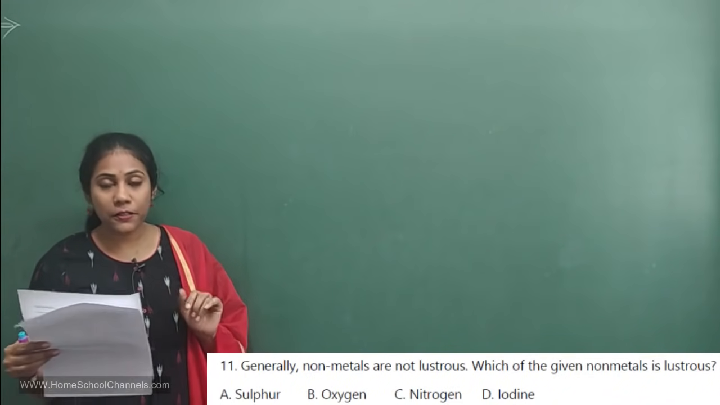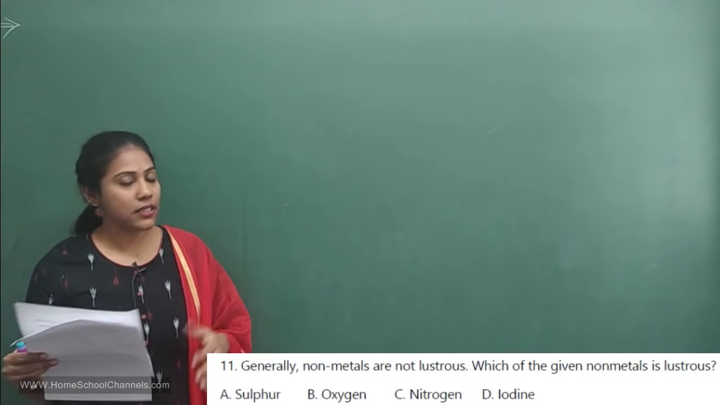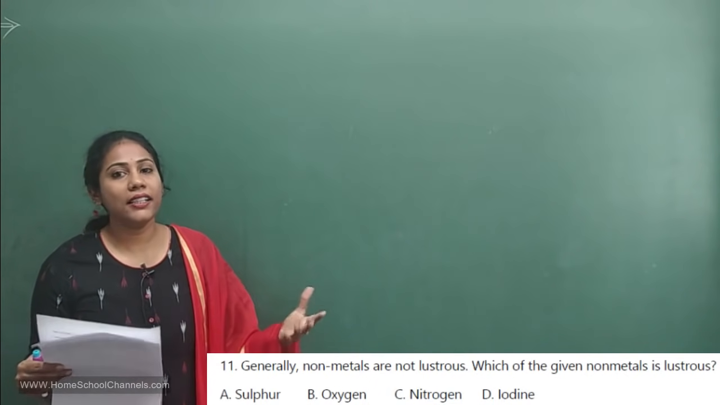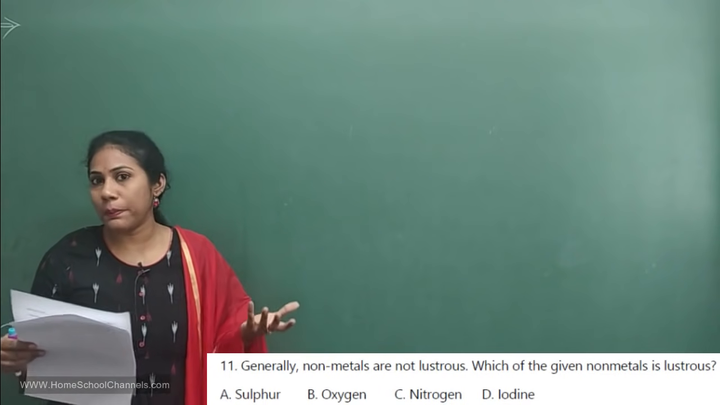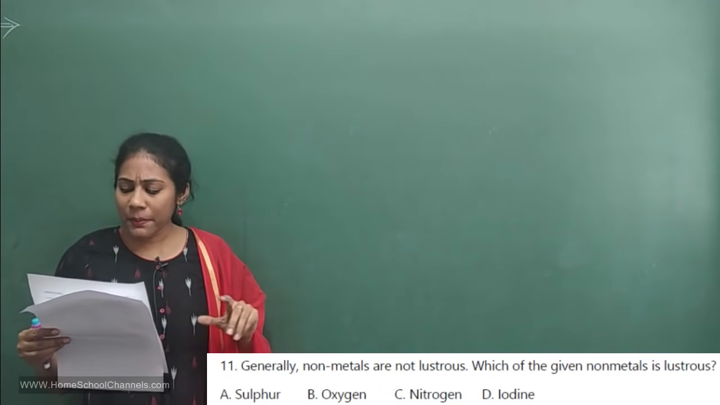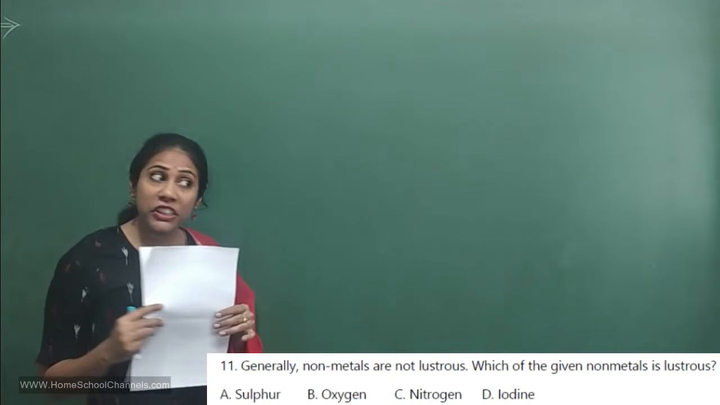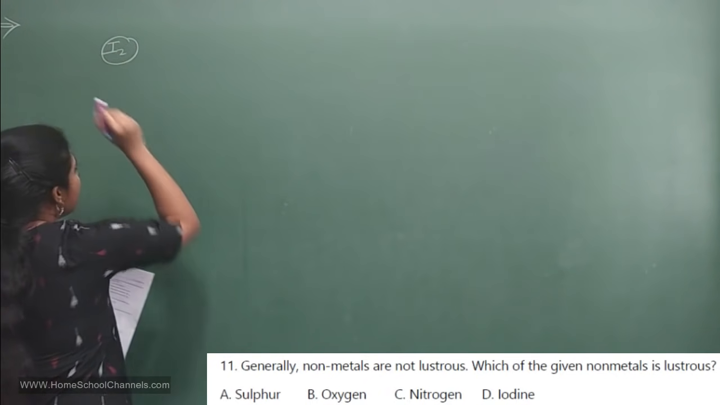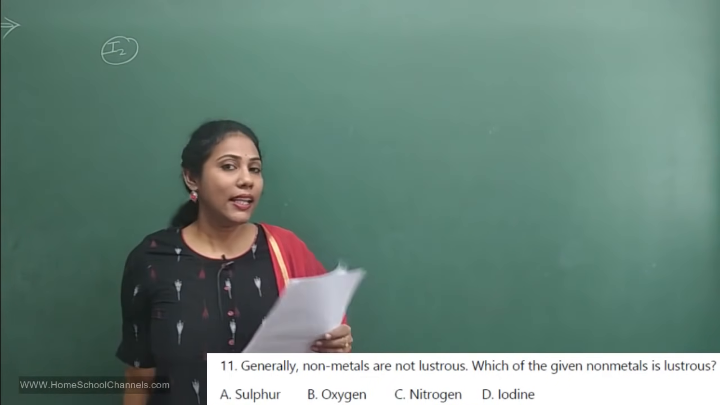See, the question is, generally non-metals are not lustrous. Yes, non-metals are not malleable, they are not ductile, they are not lustrous, they are not sonorous. We know the physical properties of metals and non-metals, right? Which of the given is lustrous? There are certain exceptions. The non-metal which is lustrous is iodine. Iodine is a solid and it's a non-metal, but it has a shiny nature. That's what we mean by lustrous.